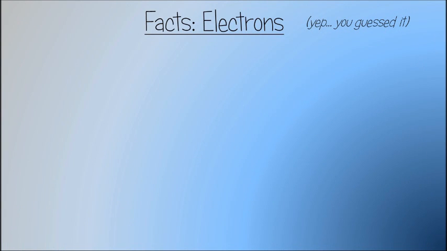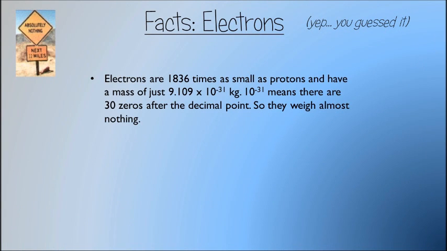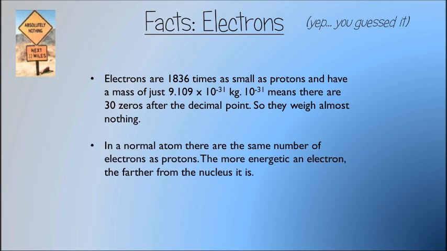Facts on electrons now. Electrons are 1,836 times as small as protons and have a mass of just 9.109 times 10 to the power of -31 kilograms. That means there are 30 zeros after the decimal point, so they weigh almost nothing. In a normal atom, there are the same number of electrons as protons. The more energetic an electron, the farther from the nucleus it is.